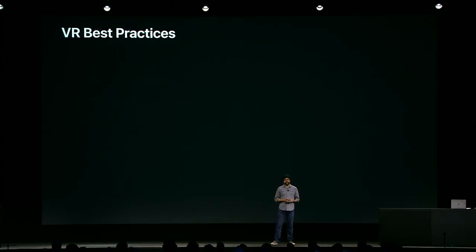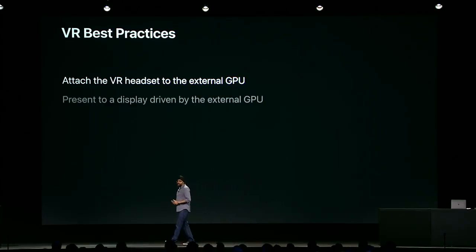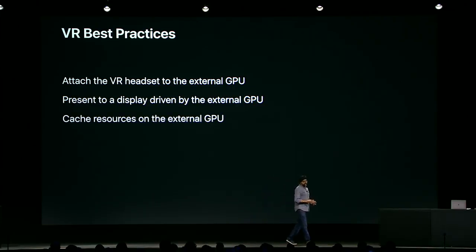All right, let's tie it back to VR with some best practices specific to this use case. First, and most obvious, make sure you attach the VR headset directly to the external GPU. Less obvious, but equally important, you want to make sure that your app is presenting its UI or the mirrored VR content to a display that's also being driven by the external GPU. This will ensure that both the VR compositor and your app are rendering with the external GPU. And finally, make sure you cache as many resources as possible on the external GPU's local memory so that you're not streaming data across the Thunderbolt link unless absolutely required.